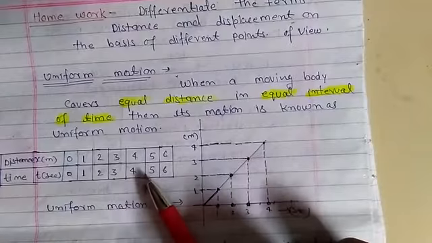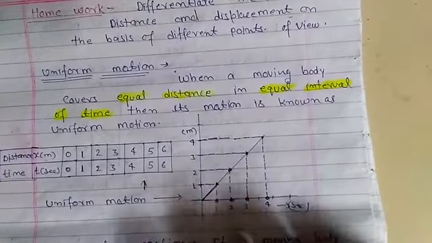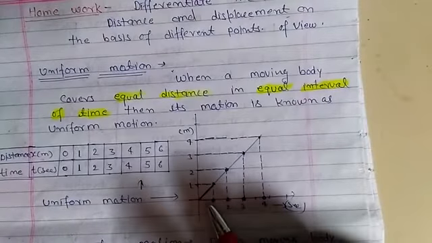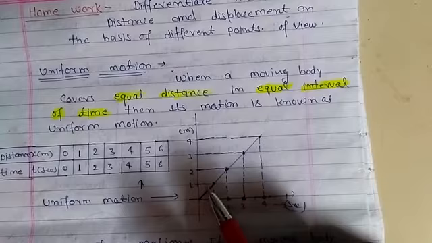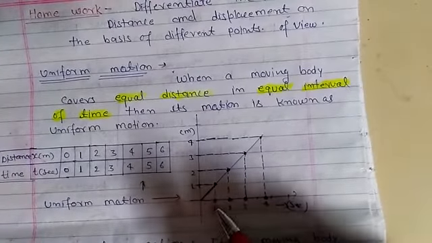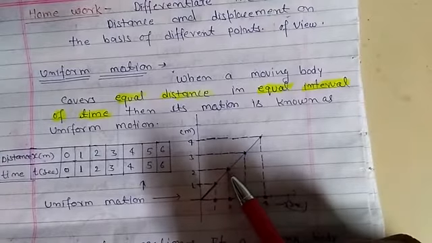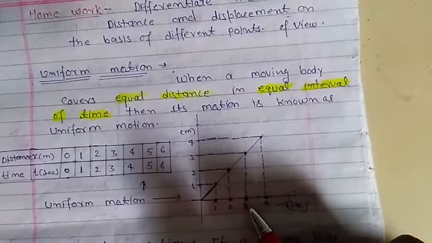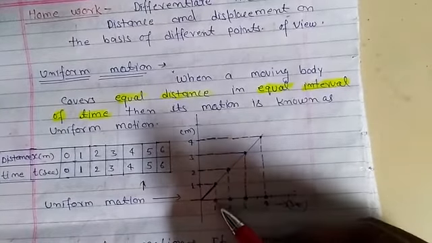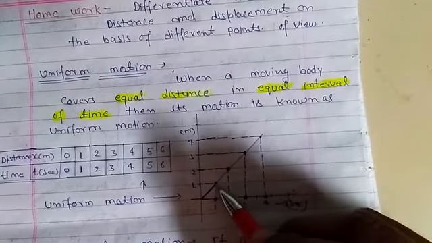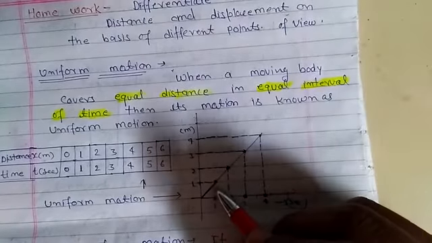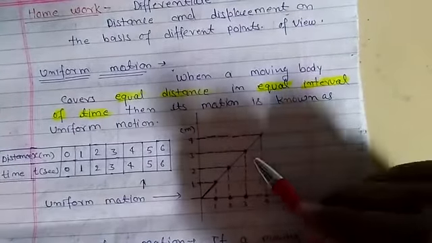So if we represent this data on a graph, we take the x-axis and y-axis. This is 1 second, 2 seconds, 3 seconds, 4 seconds, and this is 1 meter, 2 meters, 3 meters, and 4 meters. For 1 second the distance is 1 meter, for time 2 seconds the distance is 2 meters, and for time 3 seconds the distance is 3 meters, and so on. So we get points of intersection. This is the point for 1 second and 1 meter. By joining all the points of intersection, we get a straight line.